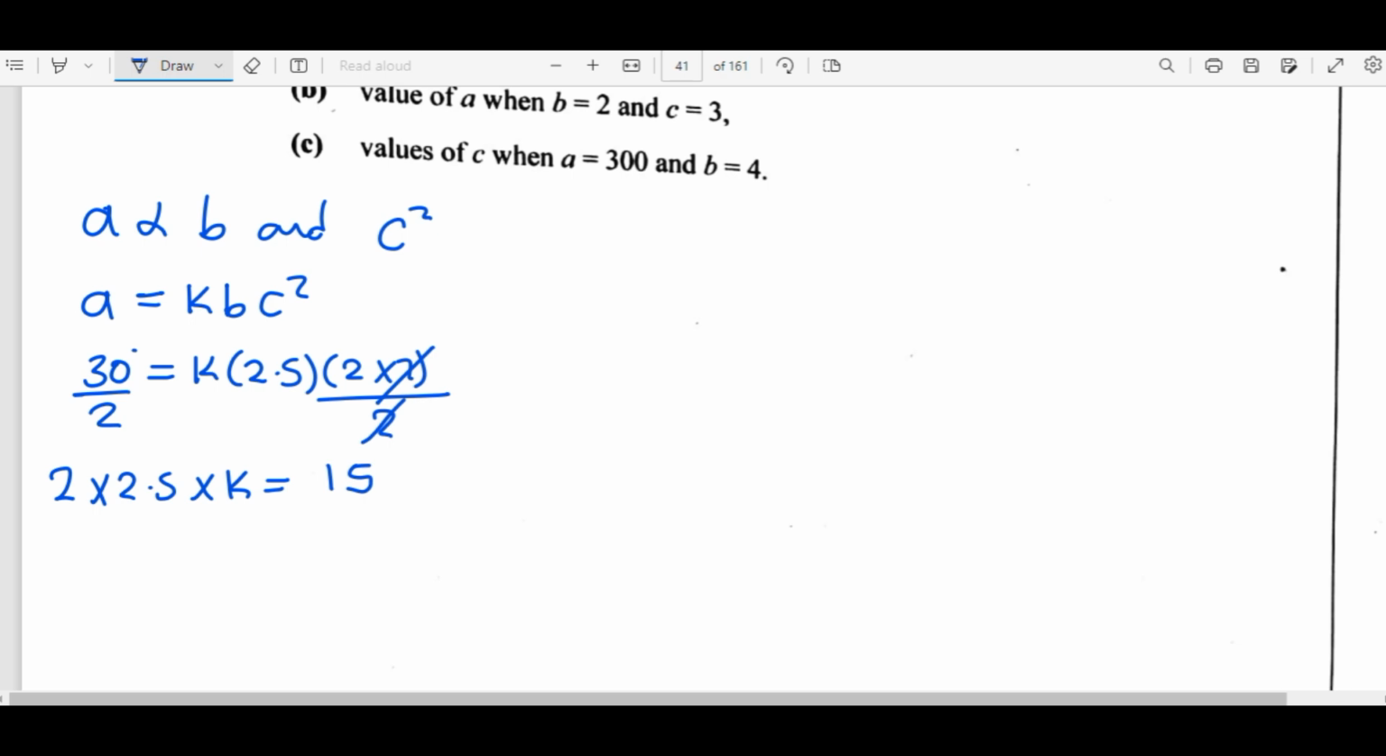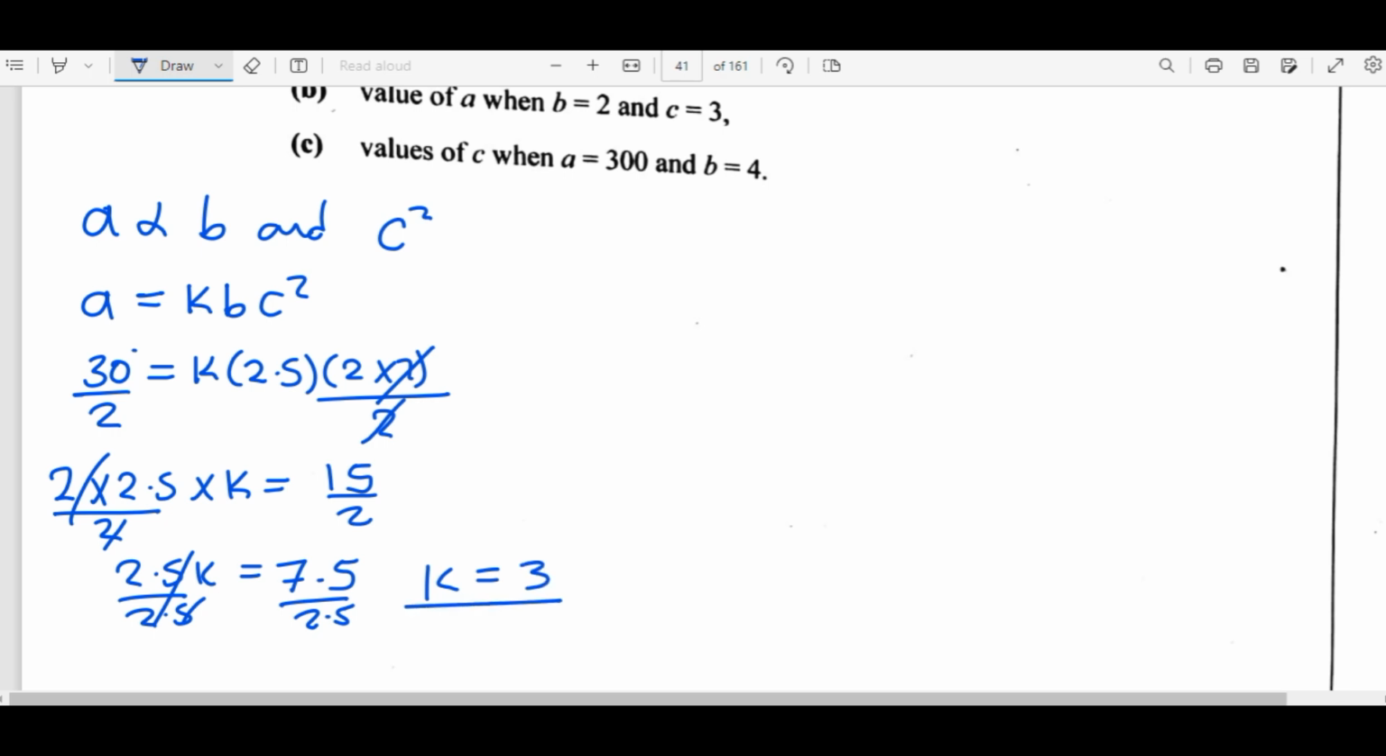Then what do you do? We divide by 2, also here by 2. So I have 2.5 K is equal to 15 over 2 will give us 7.5. So over 2.5, over 2.5. 7.5 divided by 2.5 is 3. Or if you want, we can just do this. So we know that we have 2.5 times 2 times 2 is equal to 30.